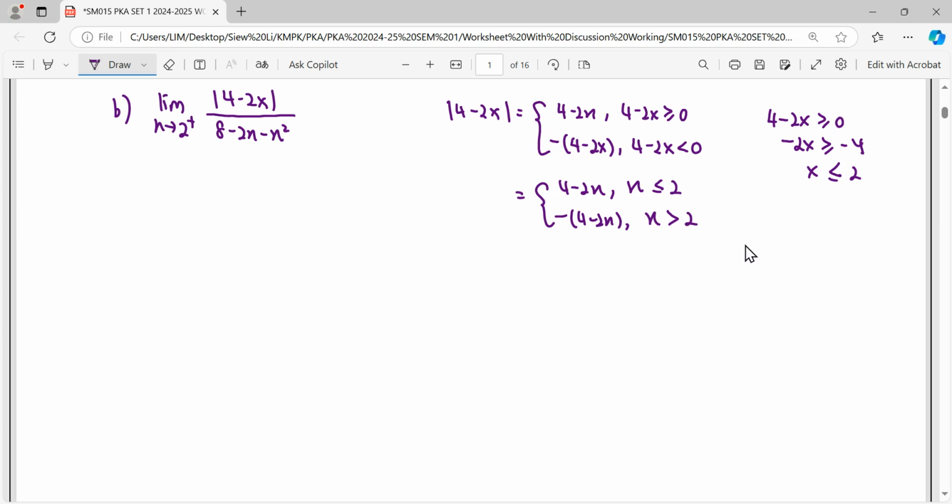So if you have trouble understanding this piecewise, we can draw it in an interval. Less than 2, we're going to use this to represent your modulus. More than 2, we'll use the negative function. Therefore, when the limit for x approaches 2 from the right hand side, your modulus function here should be using the negative function.